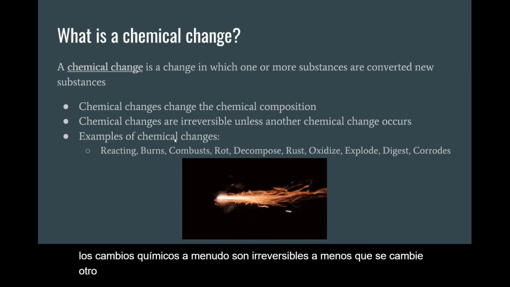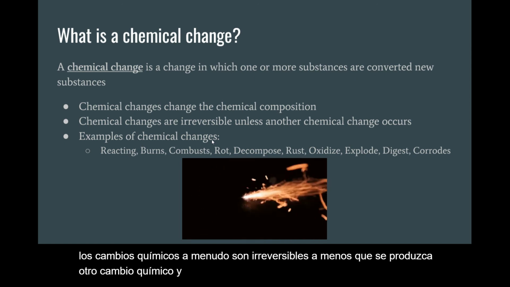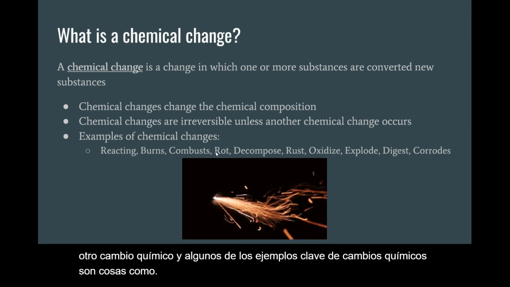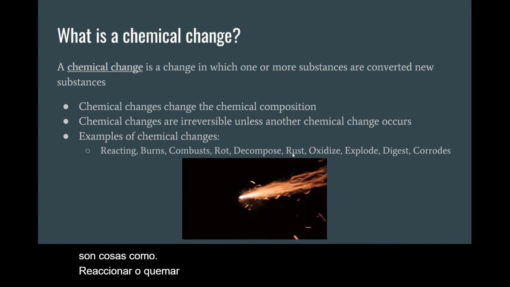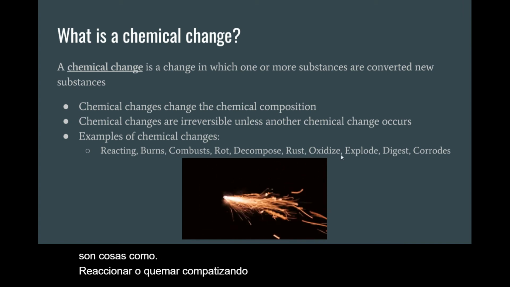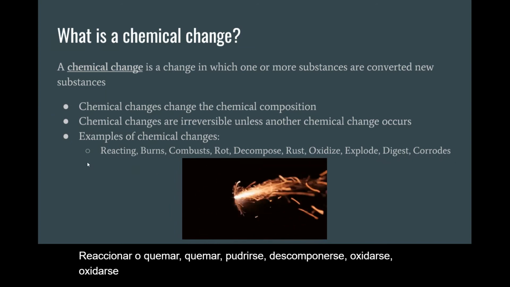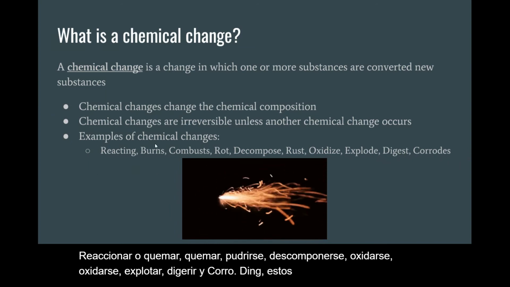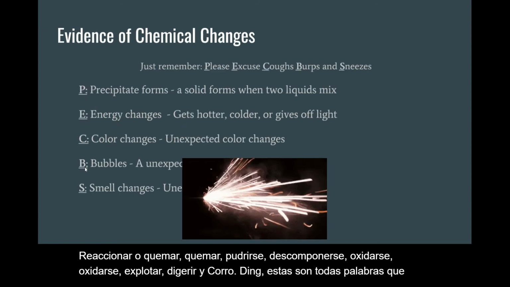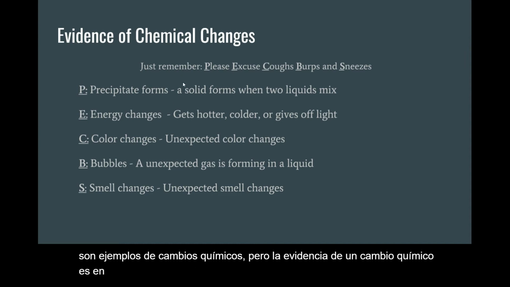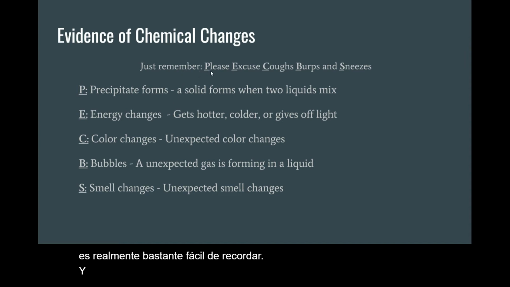And some of the key examples of chemical changes are things like reacting or burning, combusting, rotting, decomposing, rusting, oxidizing, exploding, digesting, and corroding. These are all words that are examples of chemical changes. But the evidence for a chemical change is actually pretty easy to remember. And I use a sentence to help me remember what I look for evidence of chemical changes.